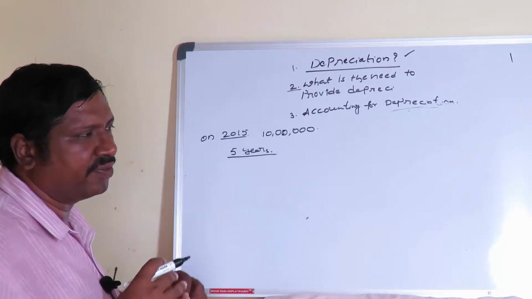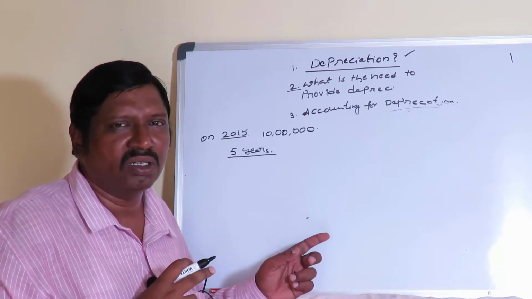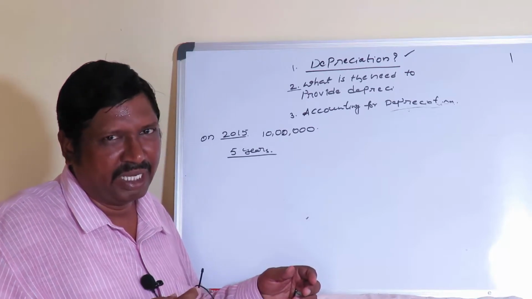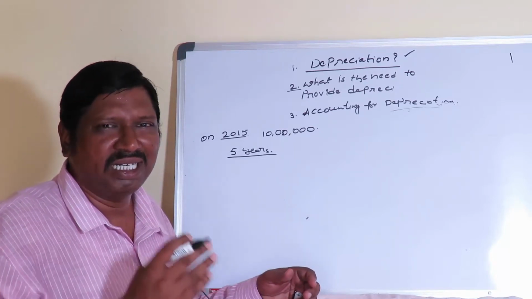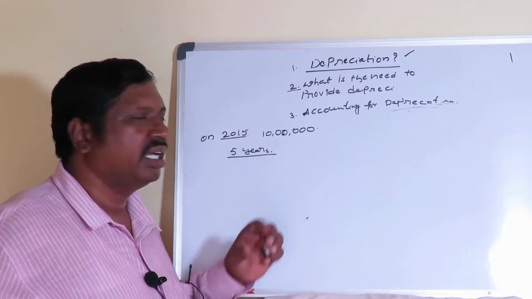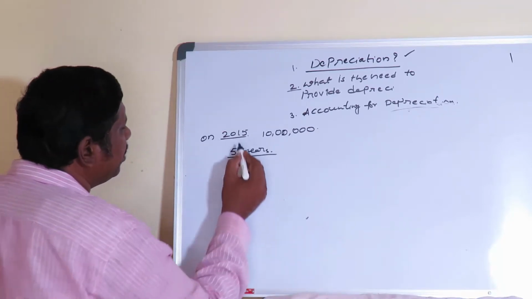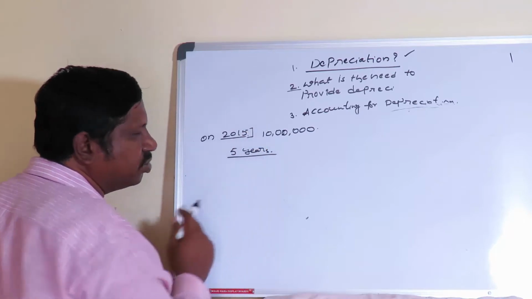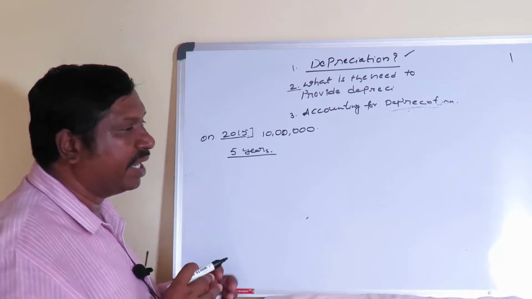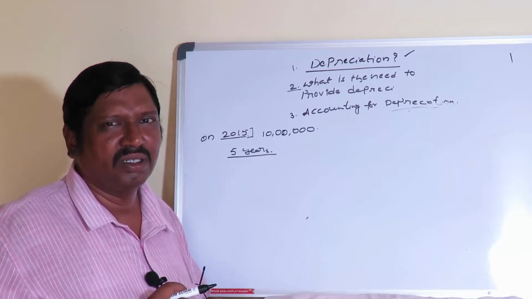After 5 years, if I use the same machinery that I purchased before, my operating costs may go high. Hence, to reduce my operating or running costs, I need to replace this asset compulsorily after 5 years. That means whatever asset I purchased in 2015, I need to replace within 5 years.